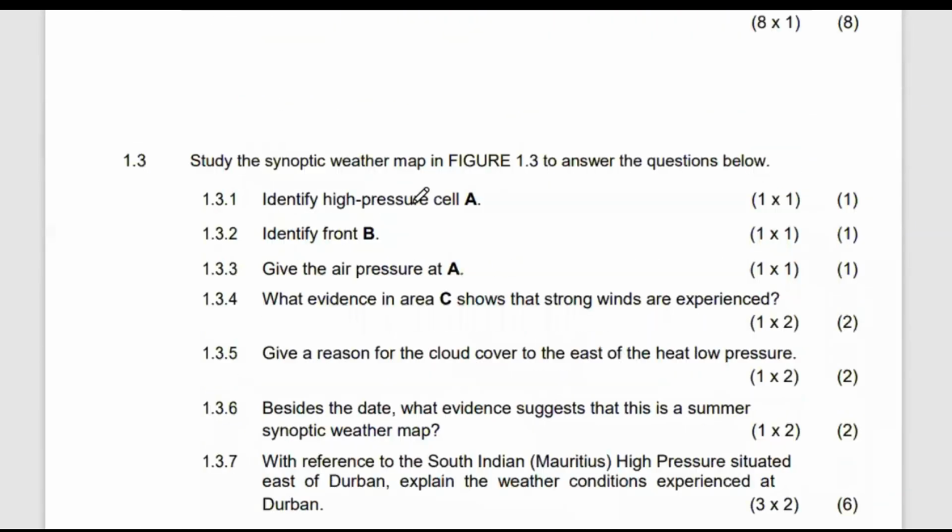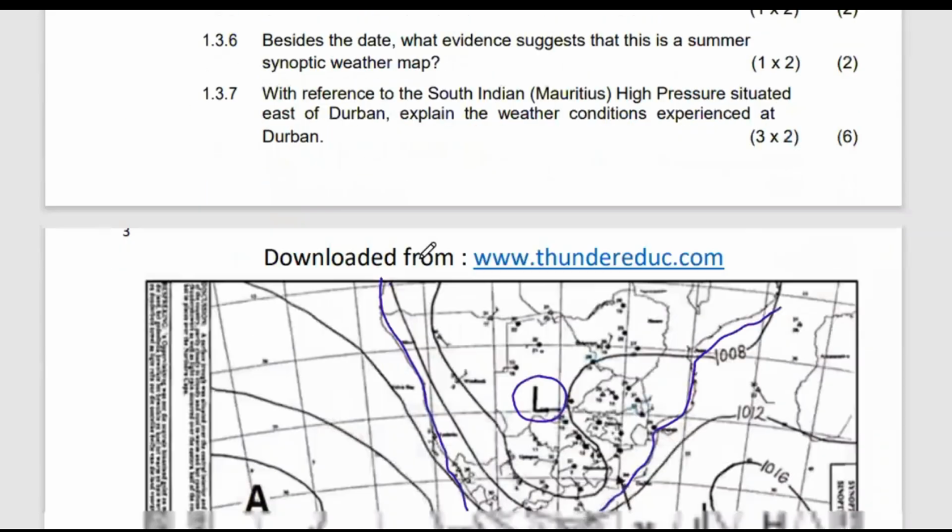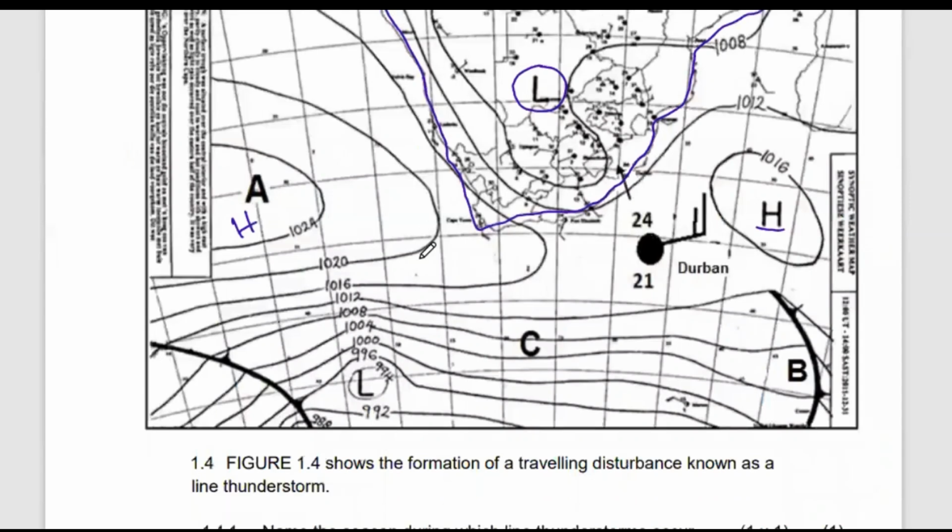Let's check the question once again. They say, identify high pressure cell A. As you can see, this is our high pressure cell at A.